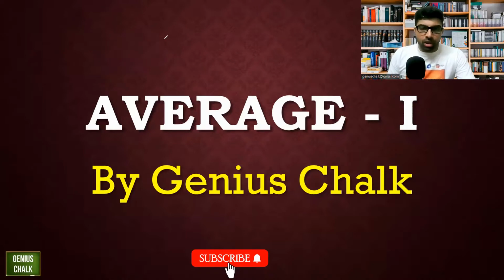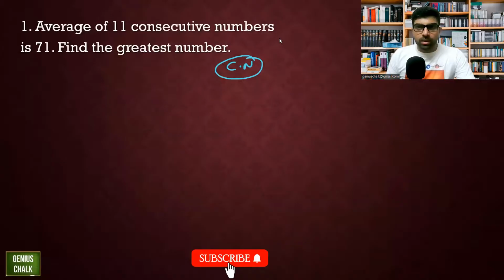So our first concept for average for the first part will be consecutive numbers. So let's start the first part. Average of 11 consecutive numbers is 71. Find the greatest number. Now let's come to the conclusion.